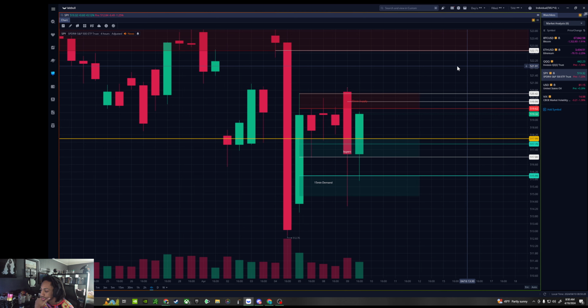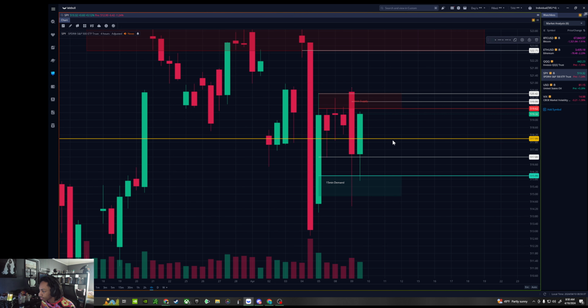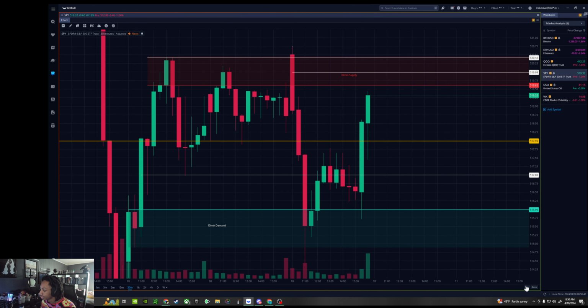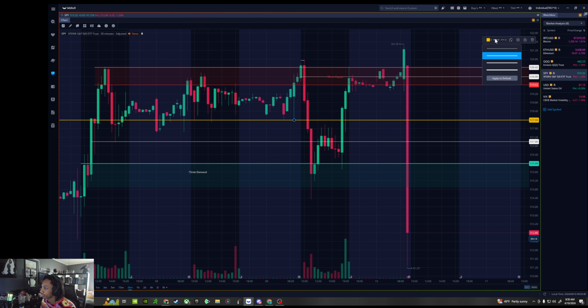Pretty much it's just looking at the price action, seeing what levels I need to get rid of, what levels I need to update. So like I'm gonna get rid of this demand right here. 517 I marked as a key level. I don't know if it still is a key level. Nope, I'm not gonna mark this as a key level anymore, so I'm gonna get rid of that.